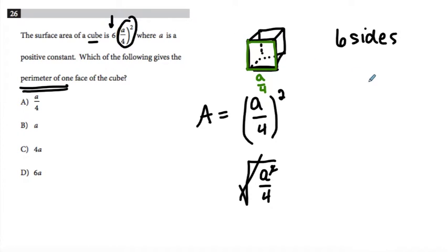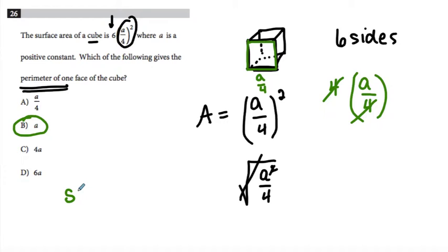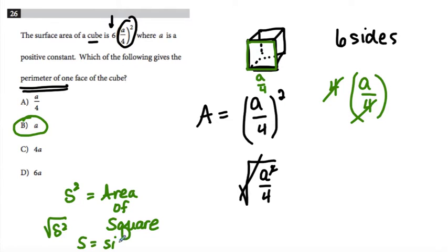And it wants the perimeter of that face. So I have to take a over 4 and multiply it by 4. So A would be my answer. It's really helpful for you to remember that S squared is the area of a square. So in this case, that tells me that the square root of S squared, so S, is a side of the square.